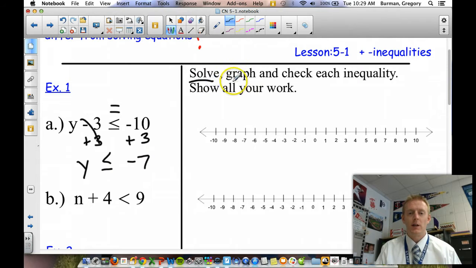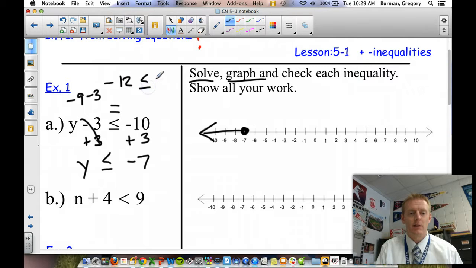So we've solved. Now we're going to graph. So when we graph, we're going to say y is less than or equal to -7. We have a closed circle at -7 because it's an or equal to, and everything less than it. So if I were to plug in any number less than -7, like -9, -9 minus 3 is -12. -12 is less than or equal to -10. We know what works. Okay, that's an easy way to check.